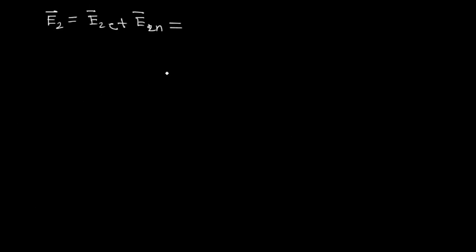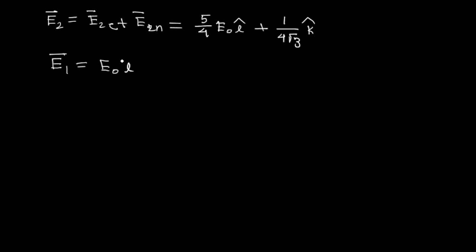When you write them together, you will get 5 divided by 4 E naught I cap plus 1 by 4 root 3 K cap. This is the final expression of the electric field in medium 2, and we also had the electric field in medium 1, and that was E1 equals E naught I cap.